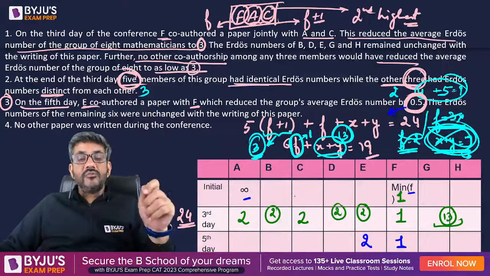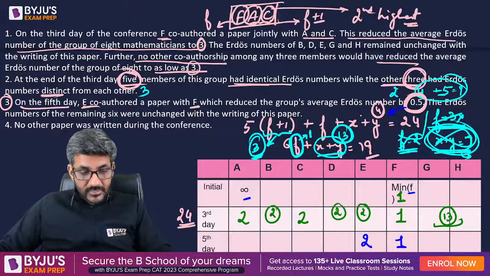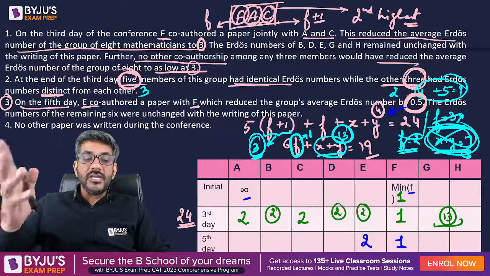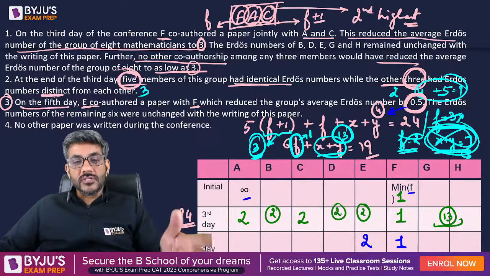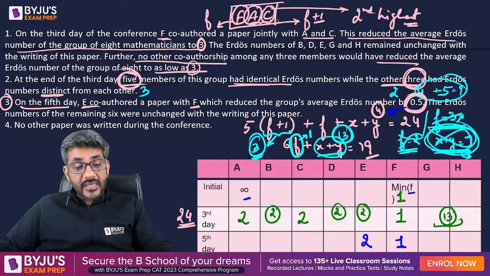If average reduced by 0.5, can I say the total reduced by 4? There are 8 people. Average of 8 people reduced by 0.5. So the total reduced by 4. If total reduced by 4, that means E had an initial ADOS number of 6. He was not the guy with an ADOS number of 2 here.